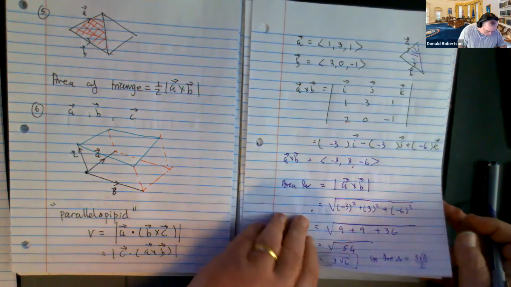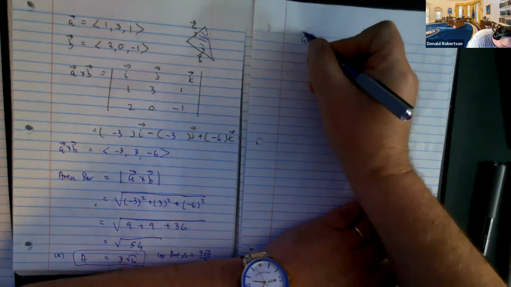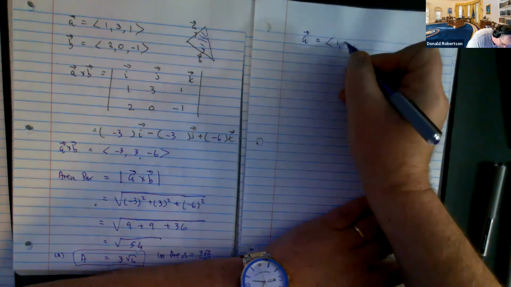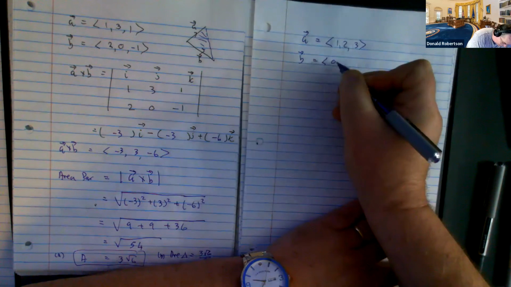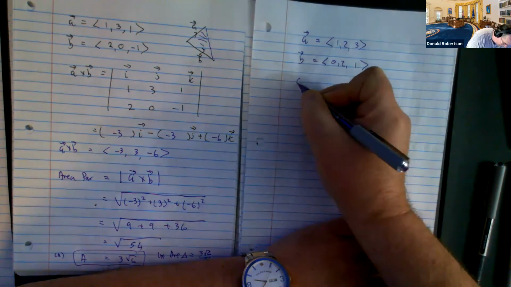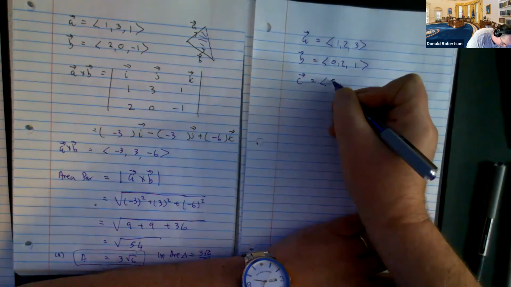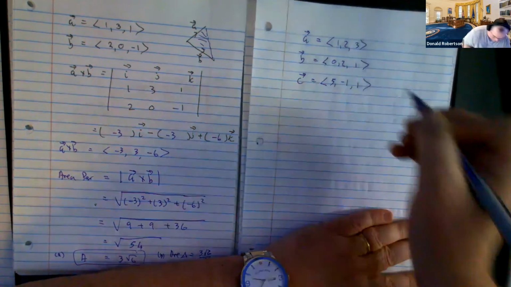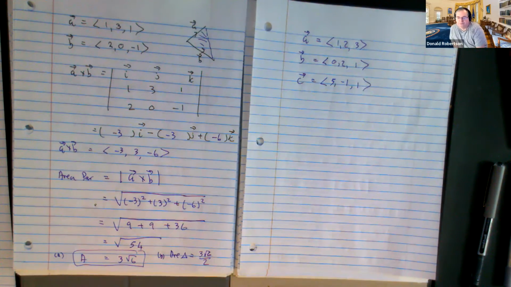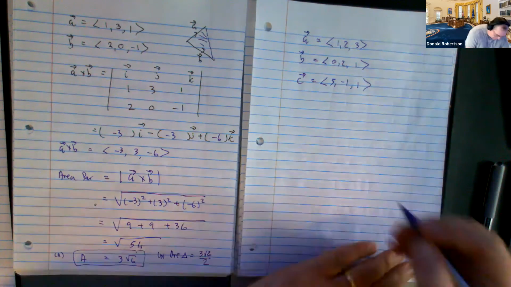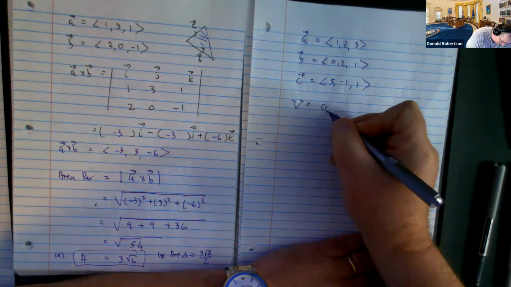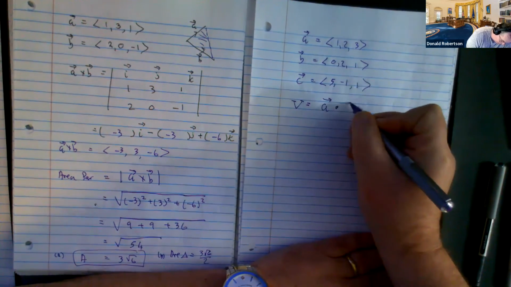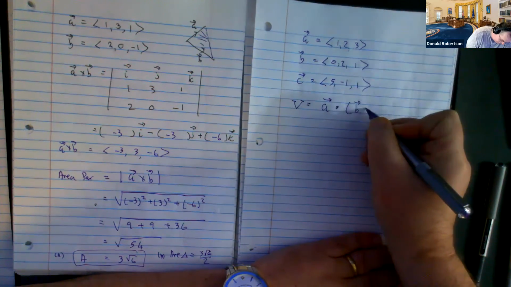Well, let's find a volume of our parallelepiped then. A is going to be 1, 2, 3. B is going to be 0, 2, 1. And C is going to be 5, -1, 1. Now we want to find the volume of this shape. It's going to be A dot B cross C.